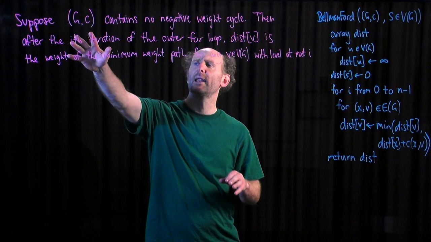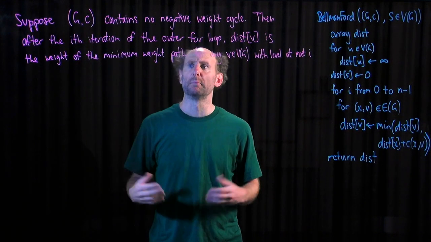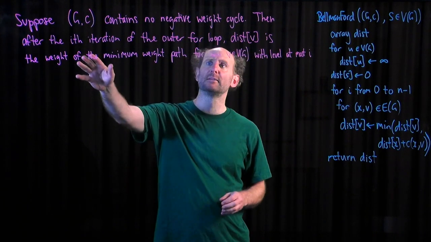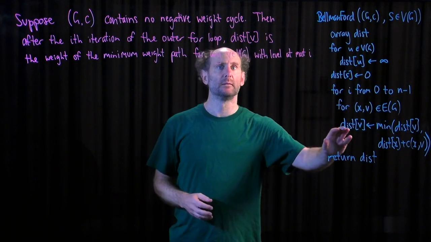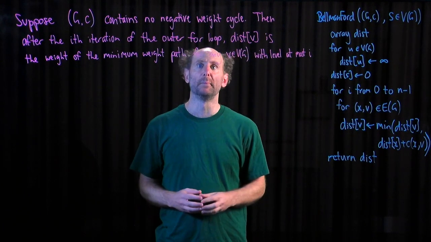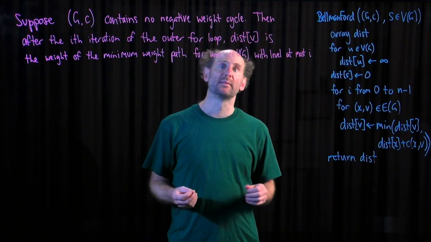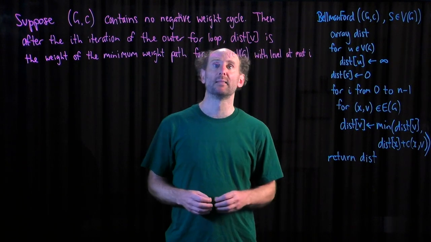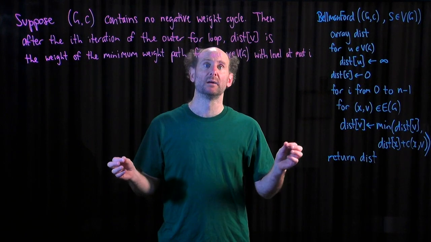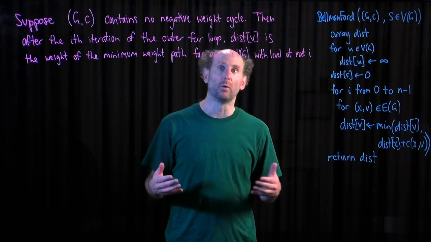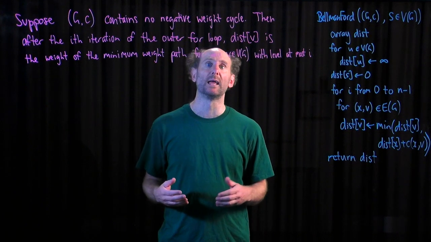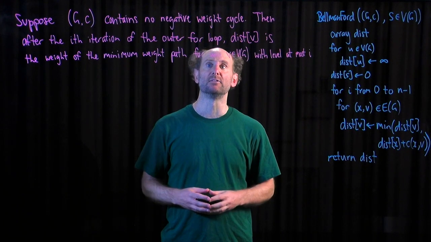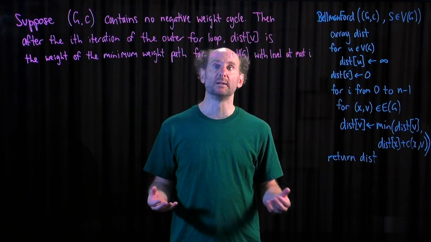following result. Suppose that the digraph G with weight matrix C contains no negative weight cycle. Then after the ith iteration of this outer for loop, dist V is the weight of the minimum weight path for any node with level at most i. And recall that node V has level i means that the minimum weight path from the source to V requires i arcs. And also notice that since the node has at most level n-1, we show that the algorithm gives the desired result after n iterations. We'll prove this result by induction on i.